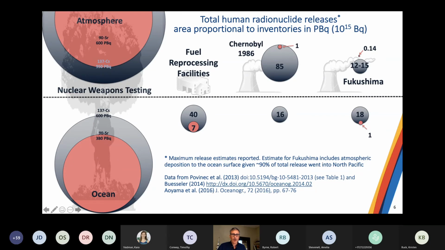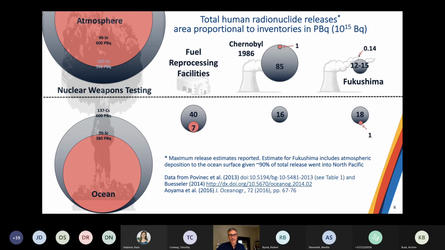And what I want you to take away from these very schematic figures is that the size of the circle corresponds to the amount of radionuclide released, and we're looking at strontium-90 and cesium-137, and these are in petabecquerels, which is 10 to the 15 becquerels, so enormous amounts of radioactivity. You can see that weapons testing, it turns out, detonating nuclear weapons in the atmosphere is a bad idea if one's concerned about global contamination with these radioactive elements. Very large amounts, 600 and 950 petabecquerels of strontium and cesium respectively, to the atmosphere. And because most of our surface is ocean, the majority of that ended up in the world's ocean.